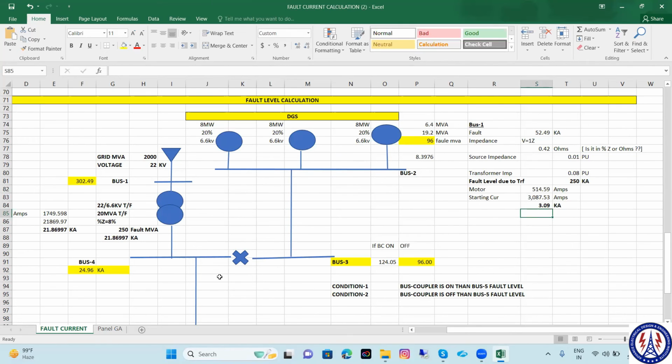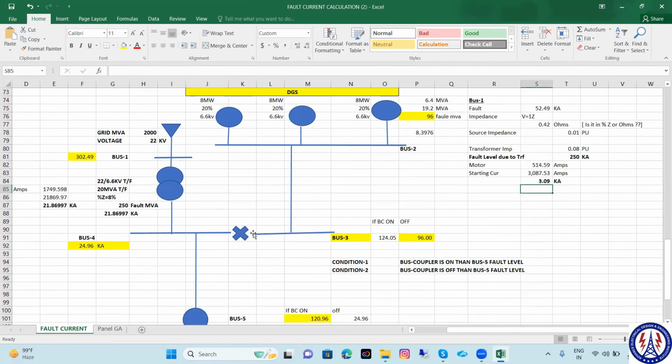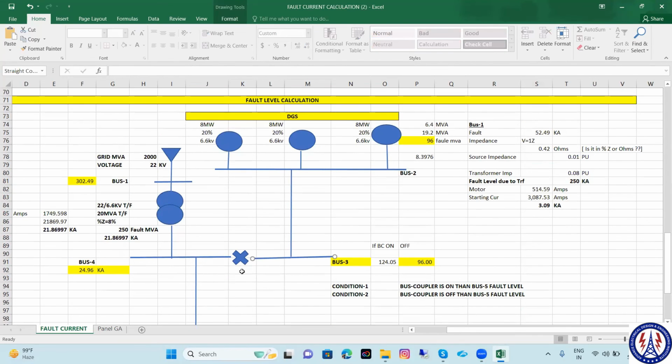So suppose now the second thing is, suppose this bus coupler is off in one condition and on in another condition. Suppose at bus 2 the fault current is X. What will be the bus fault level at bus 3 when the bus coupler is open or off, or in the on condition? So just tell me how we can determine the fault at bus 3 when the bus coupler is on, or in the second condition, when it is off.